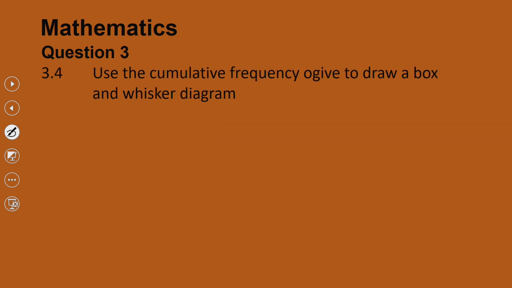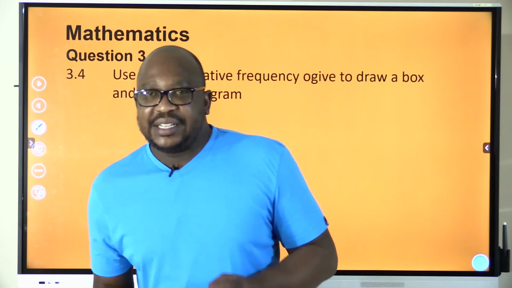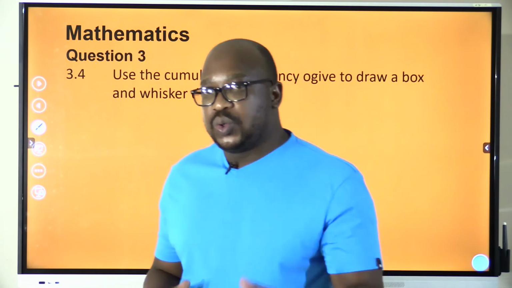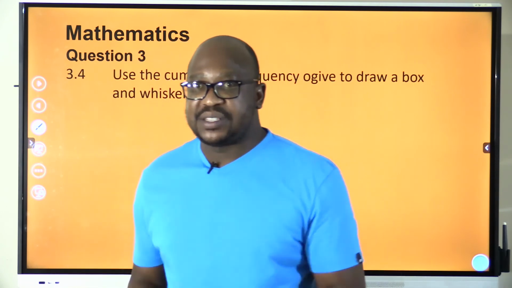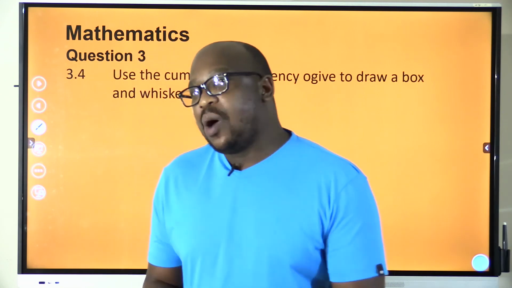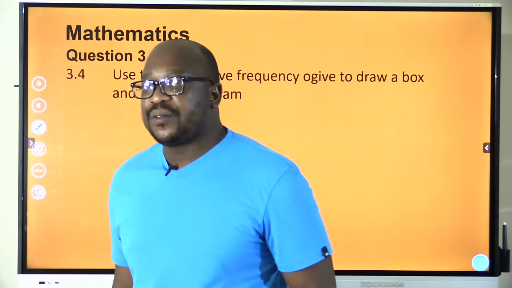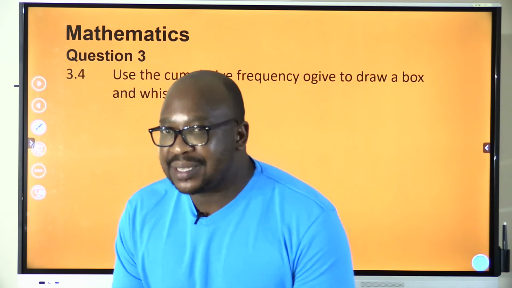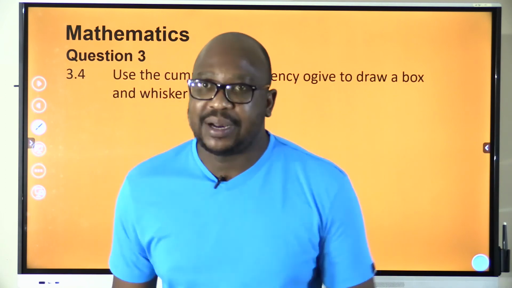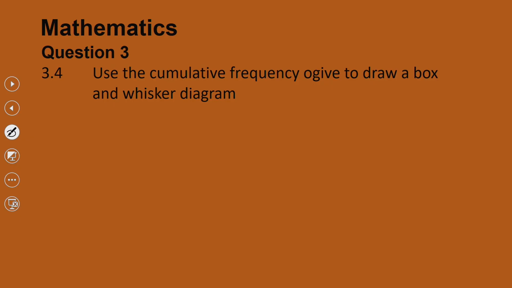So the next question, which is wonderful, guys, great stuff. You are able now to do this. You are able to use the data that has been given and represent it in data form, in graphical form so far. Now where do we move? We take our cumulative frequency to do the 5-number summary. So this becomes easy. Just by graphs, you can do the 5-number summary. Let's have a look at this. Now the next question says, use the cumulative frequency OGIVE to draw a box and whisker diagram.